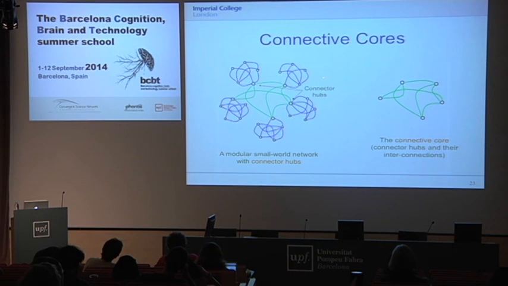Obviously these diagrams are just examples. The real networks are larger than this. But in the previous diagram I showed you, it was a modular small world network, but it didn't have hub nodes. Now this one has these connector hubs. If we pick out this collection of connector hubs and the connections between them, then we can call that the connective core of the network. So far I think it's uncontroversial, because here it's just mathematics, right? The extent to which it applies to the brain is another matter.